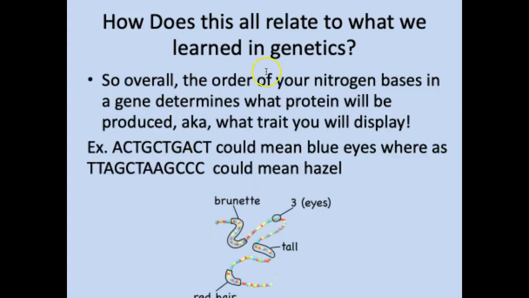So overall, the order of our nitrogen bases in a gene determines the protein that is produced. And so for instance, this could mean that I have blue eyes, whereas this could mean that I have hazel eyes. All right, make sure that this is written down in your ISN.